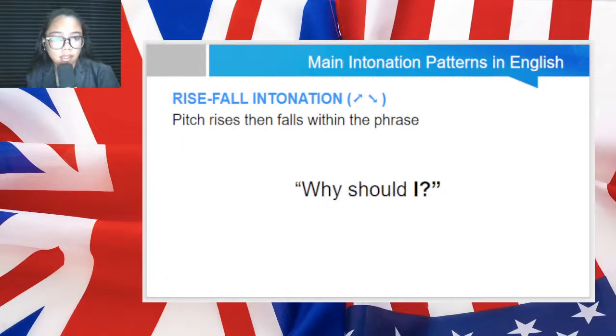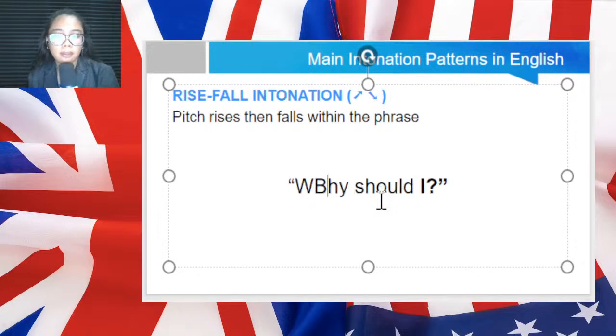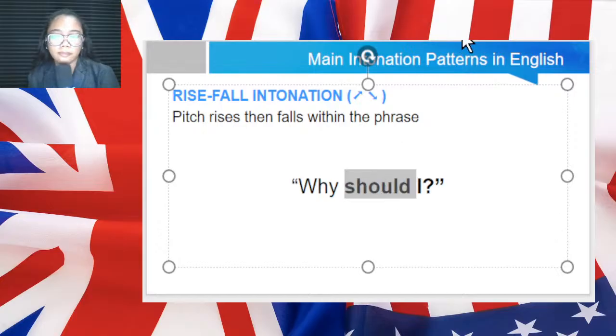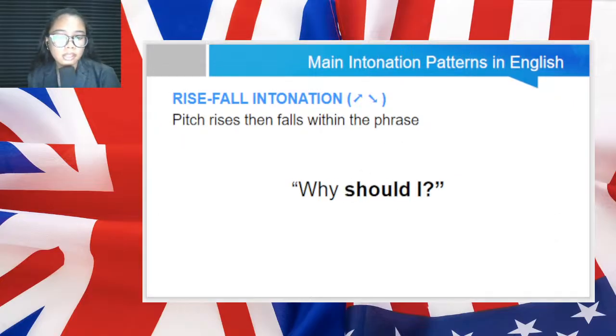Or it could even spread across "should I." So you can imagine saying, "Why should I?" Your voice starts relatively low, then rises sharply on "should" or "I," reaching its highest point, and then it would fall quite dramatically to the end of the sentence. So, "Why should I? Why should I?"